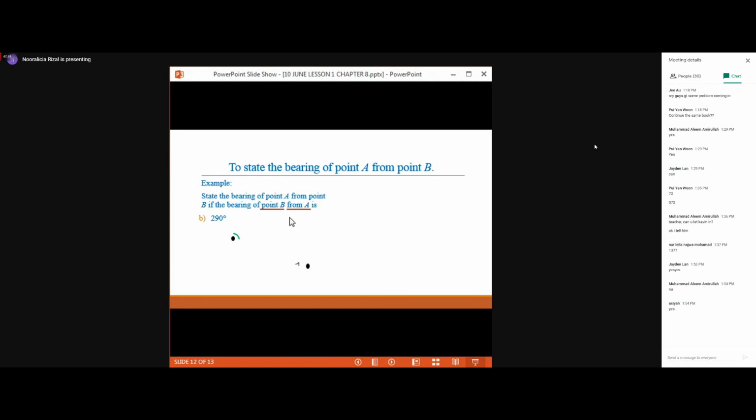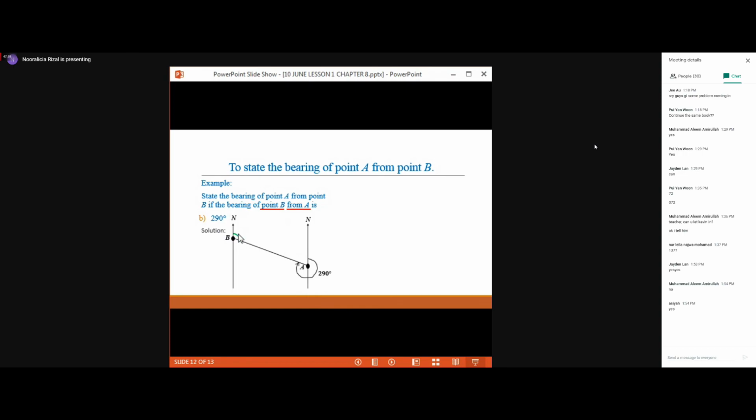Okay, compare with mine. Can you see? I already drew the north line at point B straight away because I'm going to answer the question itself. So this is your 290. Look here, it is in your fourth quadrant. Now let's answer the question. The bearing of A from point B is this green one. Can you see your theta here?